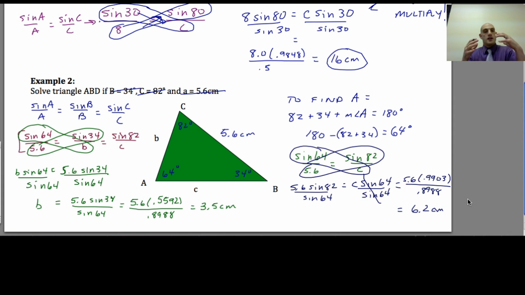Okay? It's all based on knowing the one ratio. If we know the one ratio, we can find the other two, and we can solve for the rest of our triangle. All right, guys? So try this one, see what you think. Be ready to write me a summary. We'll see you next time.